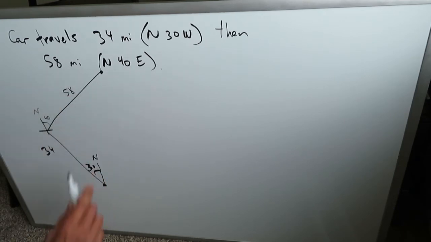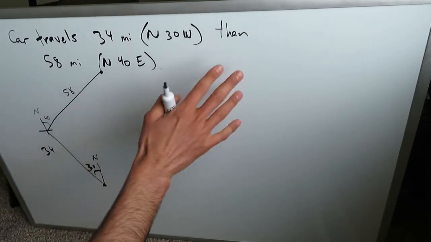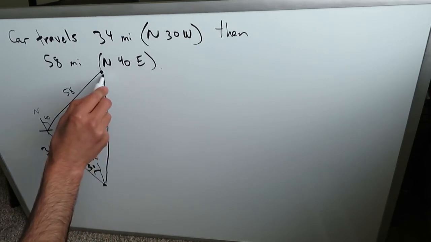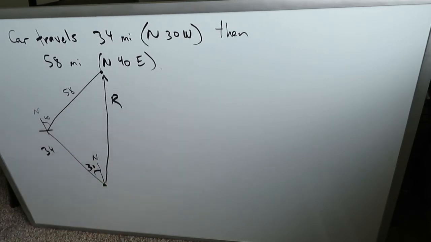And it stops right over here. So you're basically asked to determine the displacement. The displacement is basically just a fancy term for the resultant. You're basically tasked to determine what's the magnitude and the direction of this resultant, which will represent your displacement.